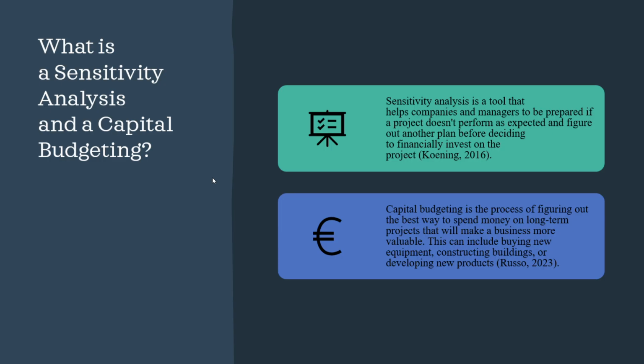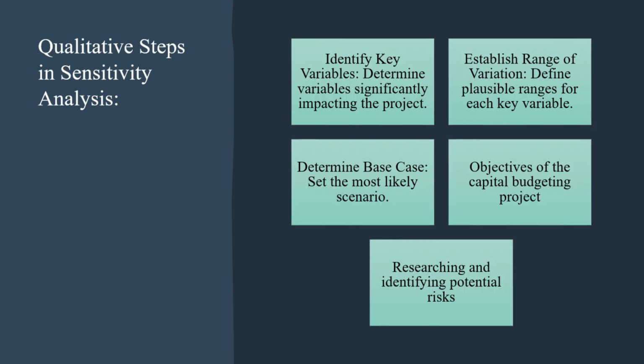First, what is a sensitivity analysis and capital budgeting? A sensitivity analysis is a tool that helps companies and managers be prepared if a project doesn't perform as expected and figure out another plan before deciding to financially invest in the project. And capital budgeting is the process of figuring out the ways to spend money on long-term projects that will make a business more valuable. This can include buying new equipment, constructing buildings, or developing new products.